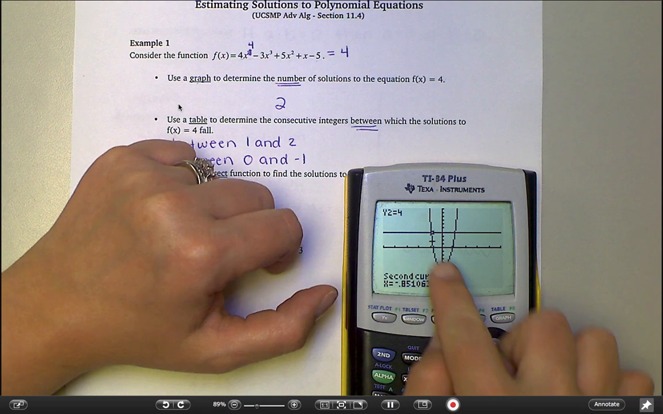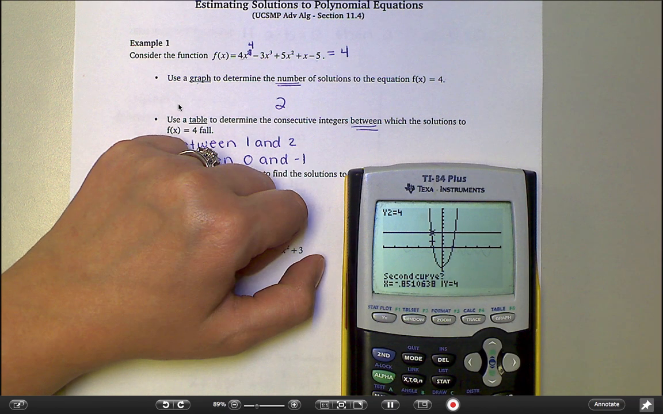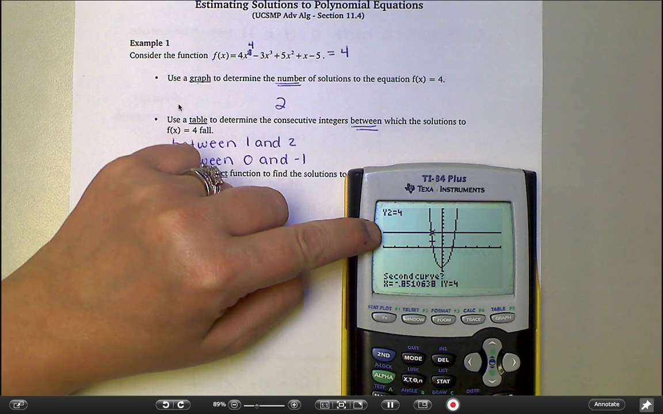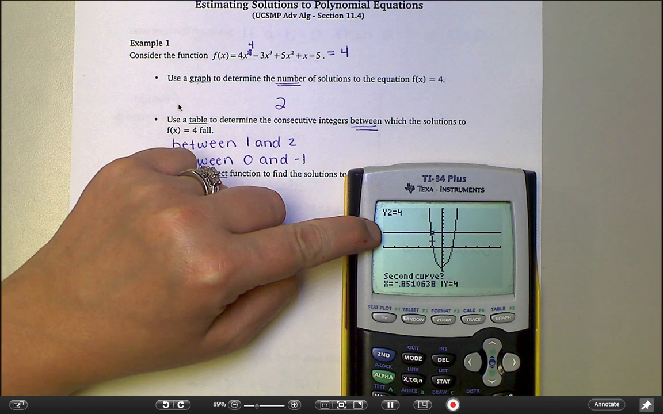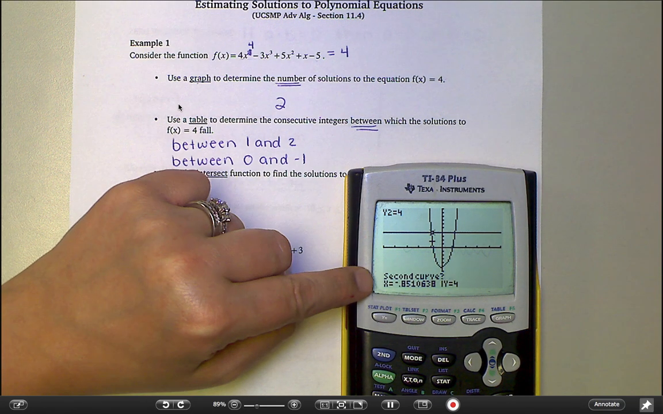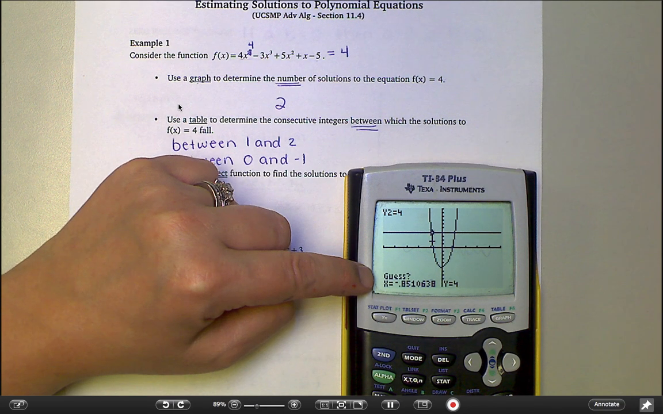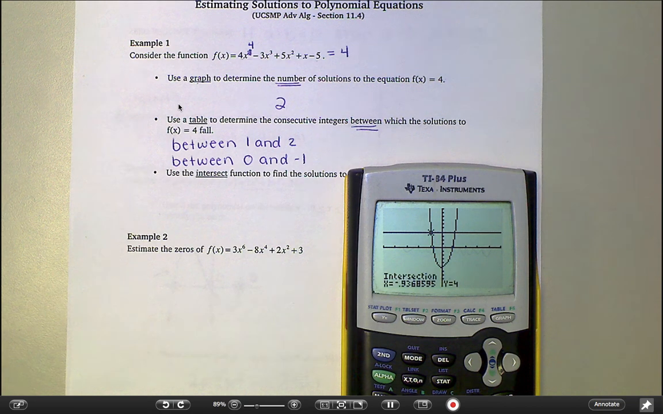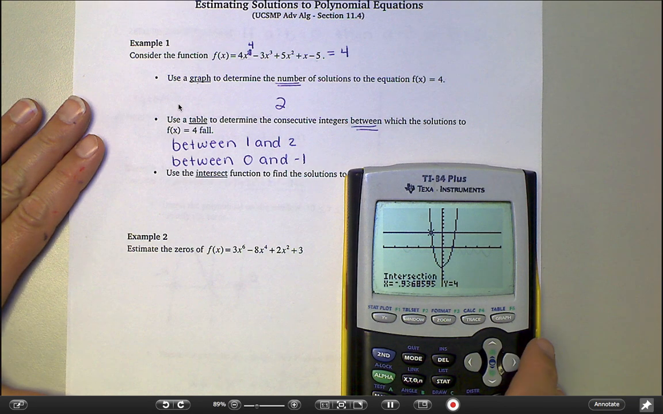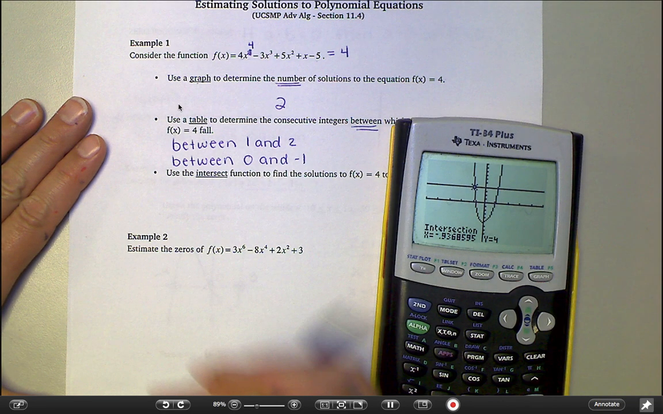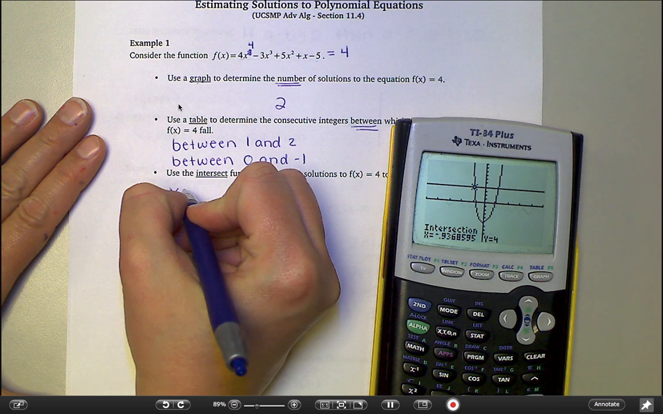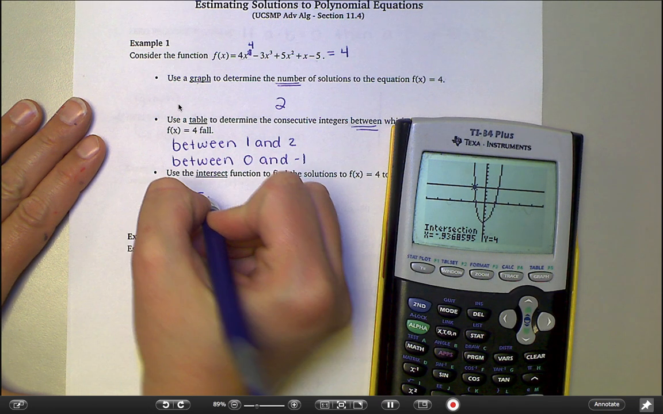That's me saying yes, this is the first graph I want you to look at. Now my cursor has jumped to my second graph. So I'm going to hit enter again to confirm that this is the second curve I want to look at. And then when it says guess, I just hit enter one more time. And it tells me one of my solutions, I'm looking at the x value there, is at negative 0.937.